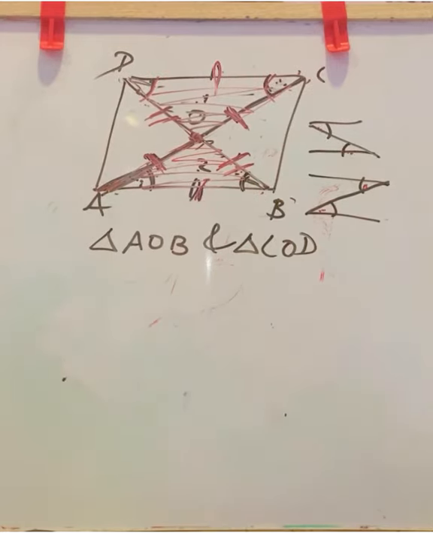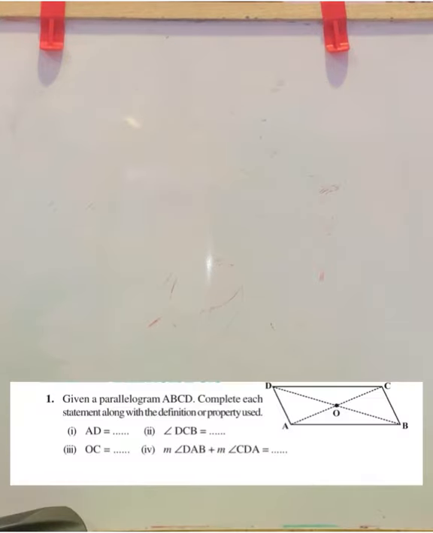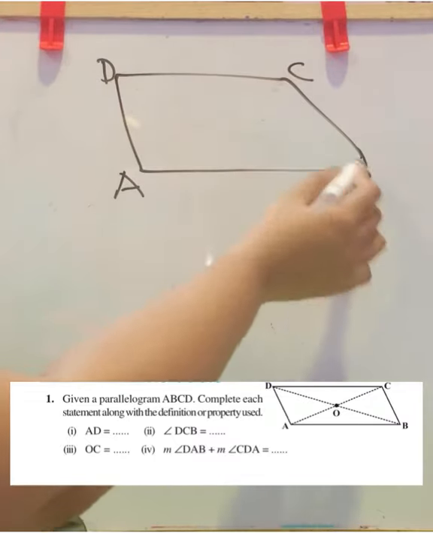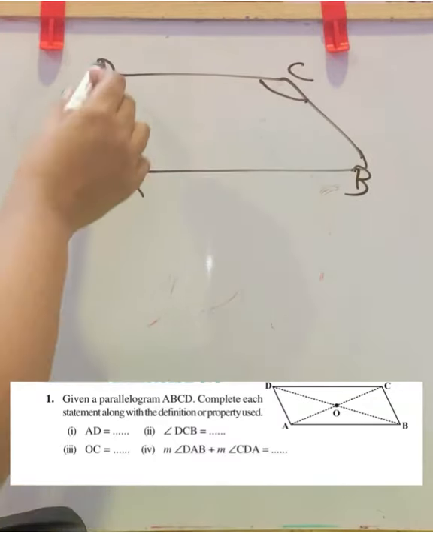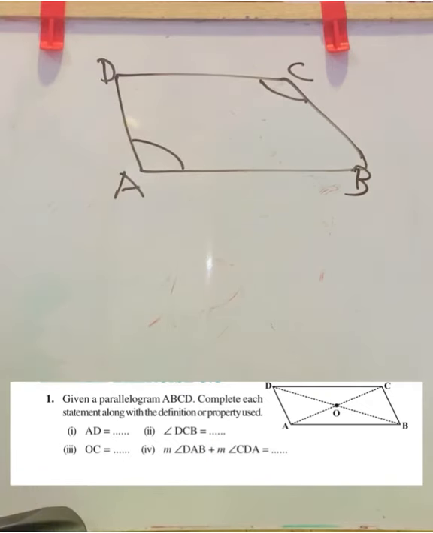Now coming to exercise 3.3. Given a parallelogram ABCD, complete each statement along with the definition or property used. First one, AD. You can see the parallelogram here. AD equal to BC. That is, opposite sides of a parallelogram are equal. Next, angle DCB, that is angle C, and angle DAB, that is angle A. These are equal. What is the reason? Opposite angles of a parallelogram are equal.